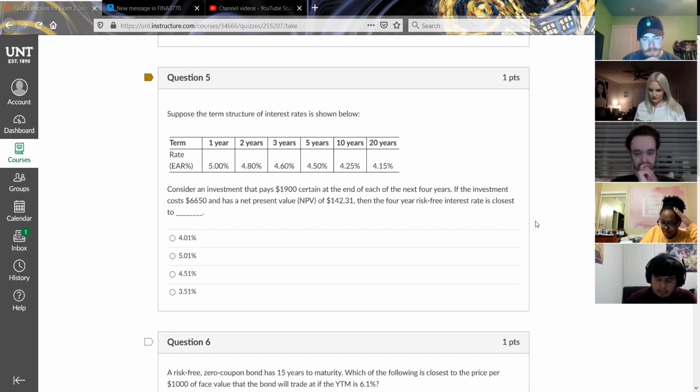And then it asks for the four-year risk-free interest rate. So is it asking us to find like 1, 2, and 3 and round off of that? It's trying to find the interest rate for year 4. Like, see how it goes 1, 2, 3, 5. We're just trying to figure out which one it is for year 4.